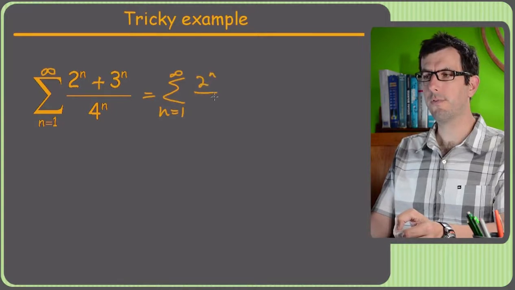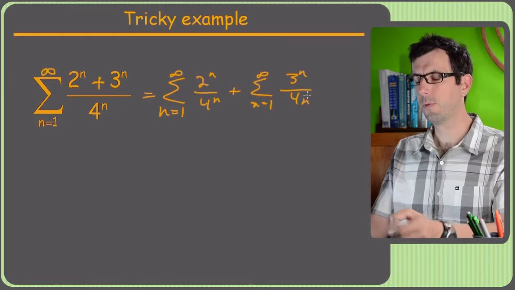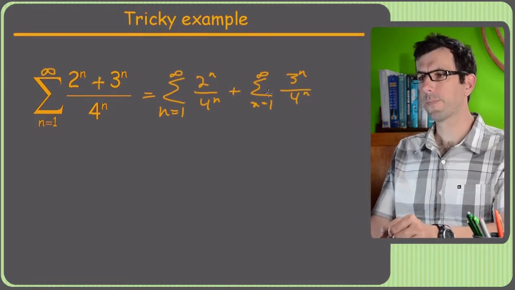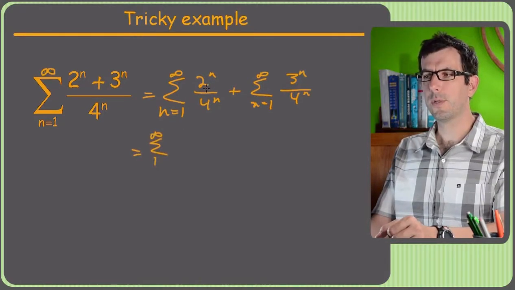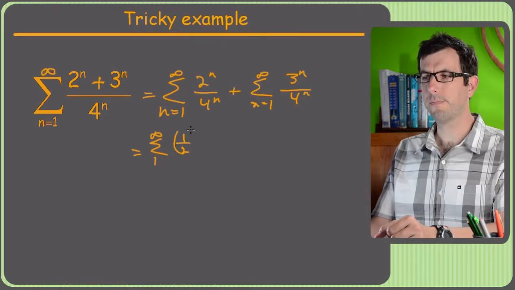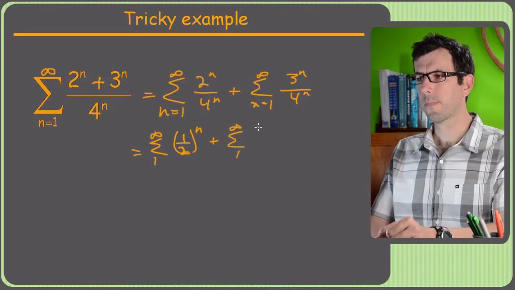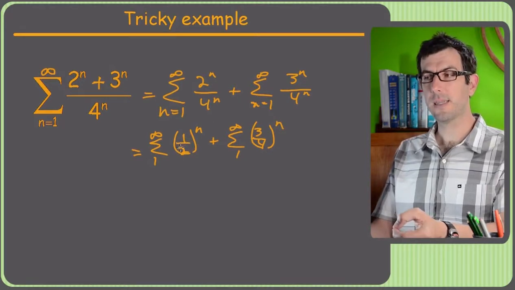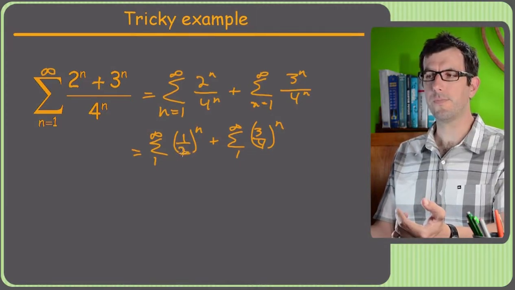One is 2 to the n over 4 to the n. And then the second one is just 3 to the n over 4 to the n. So this first one, 2/4 is just 1/2 to the n. And this one's 3/4 to the n. So you can see that now if we take the limit of each of these series separately, you can see that they're converging to 0.